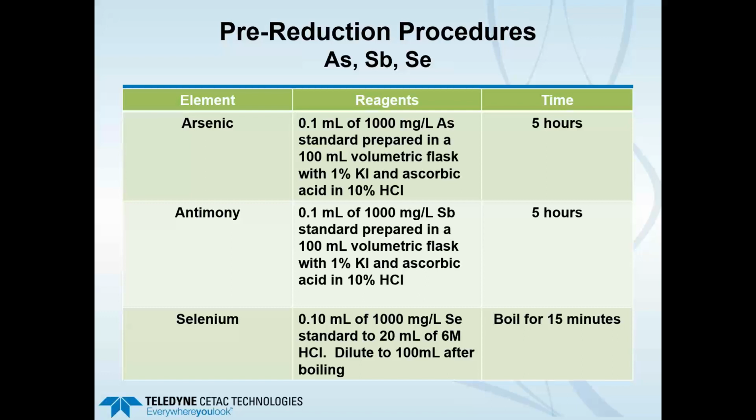This slide and this table show the detail of the pre-reduction procedures that are used. This is for arsenic, antimony, and selenium. We use the same procedure for arsenic and antimony, and that's preparing the standard with potassium iodide and ascorbic acid in 10% HCl. Potassium iodide acts as the reducing agent. For selenium, it is different. The selenium is boiled in a relatively concentrated 6 molar solution of high purity HCl. The arsenic and antimony reactions are allowed to run for up to 5 hours. The selenium is simply a boiling reaction for 15 minutes.